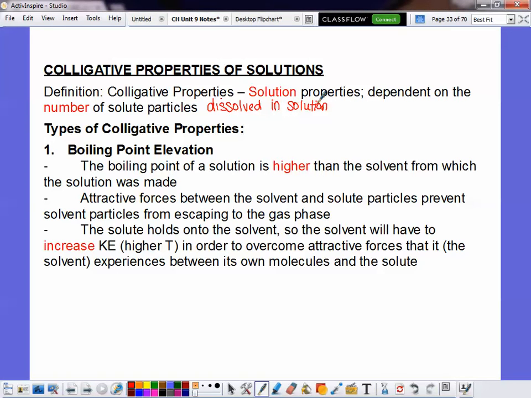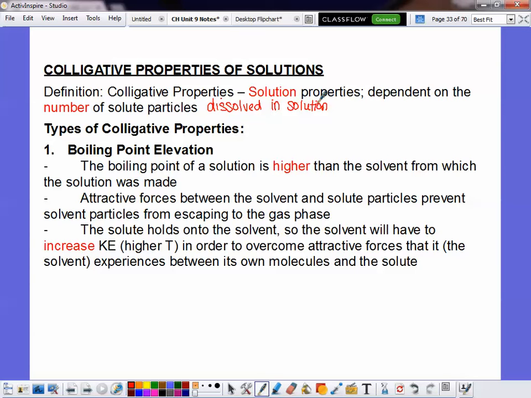So in order to go to the gas phase, the solvent needs to have an increase in kinetic energy. And the way to do that is to increase the temperature. Okay? In order to overcome those attractive forces that the solvent experiences between its own molecules and the solute that we dissolved in it. Okay? Let me give you an example.